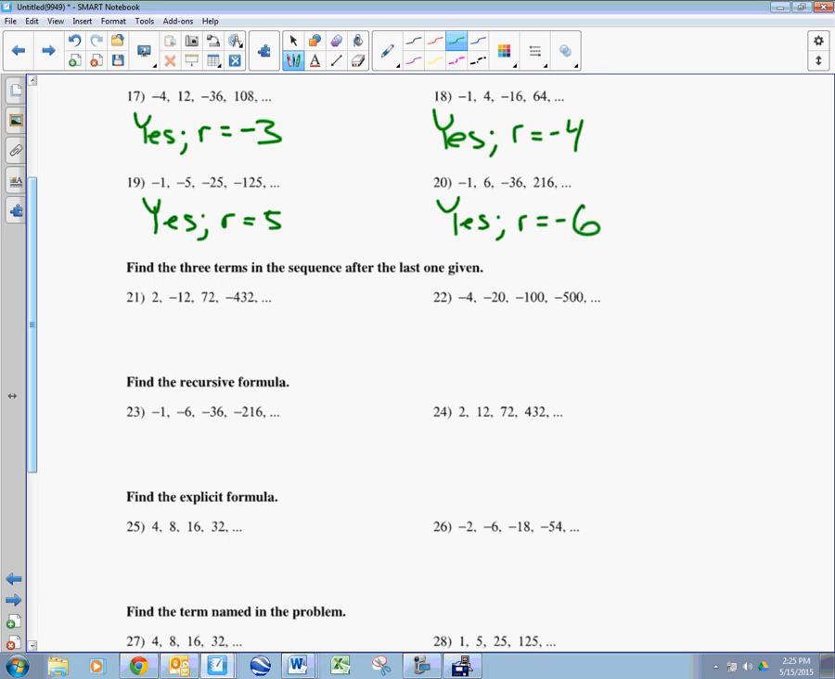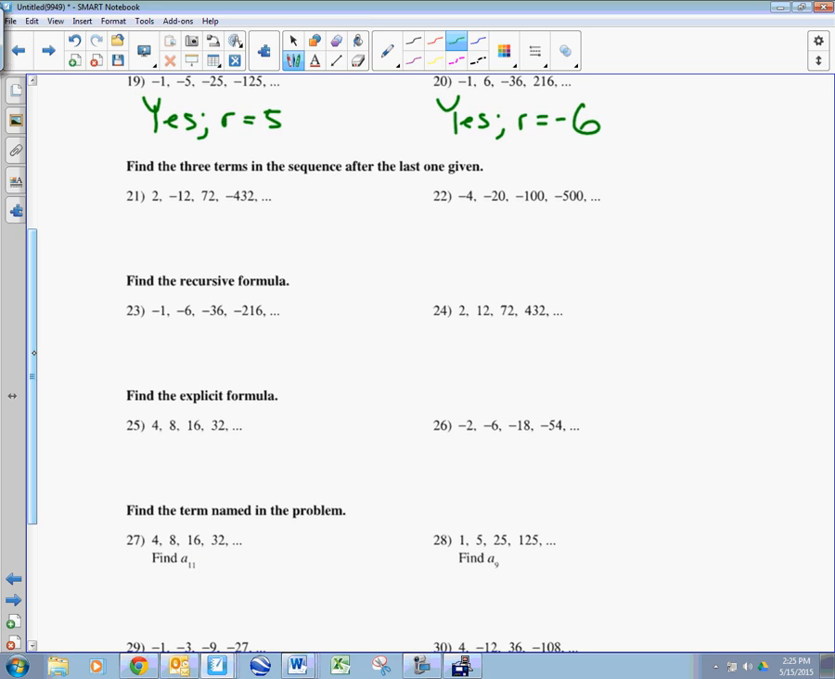Okay, how about that? Is that what you got? All right, find the 3 terms in the sequence after the last one given. Okay, we'll just do one of these. Let's just do number 22. What's the r value? What are you multiplying by each time? R is equal to 5, so therefore you're going to multiply each one by 5. So -500 times 5 is going to be -2500. -2500 times 5 is going to be -12,500. And -12,500 times 5 is going to be -62,500.